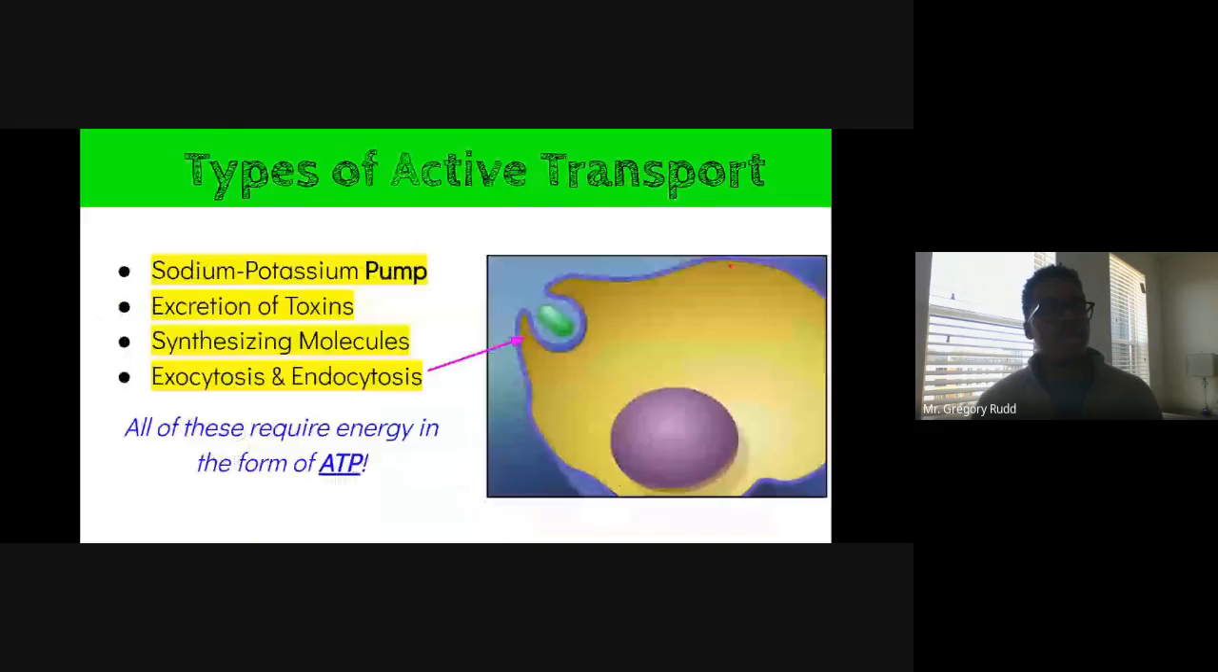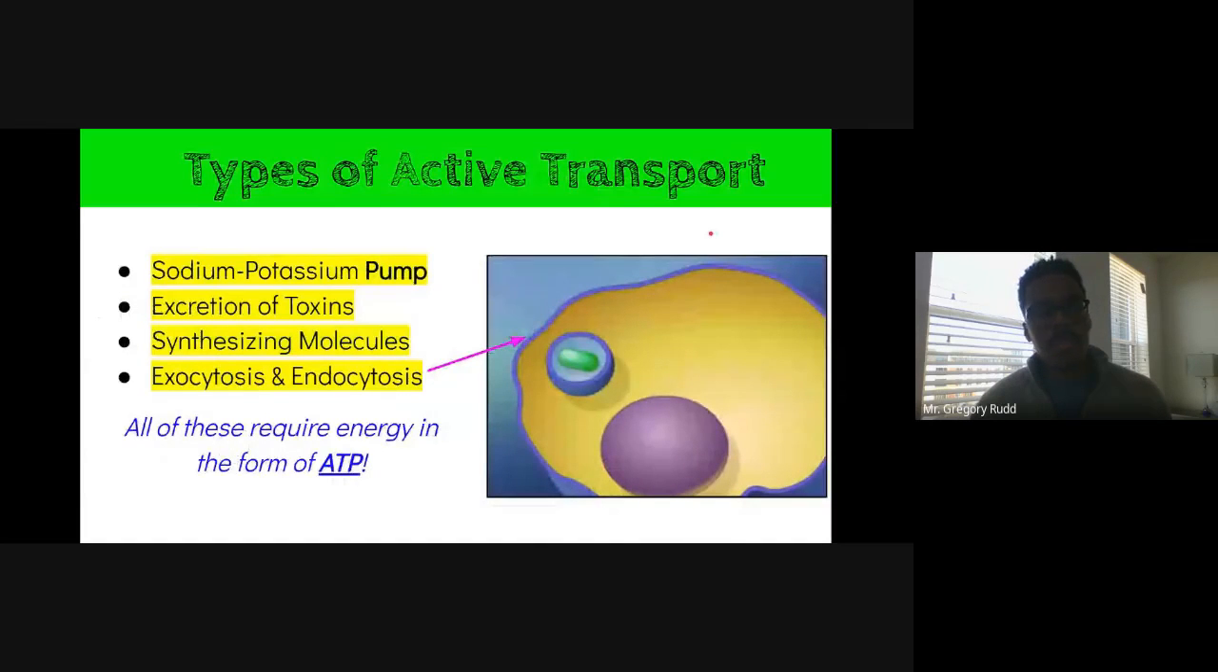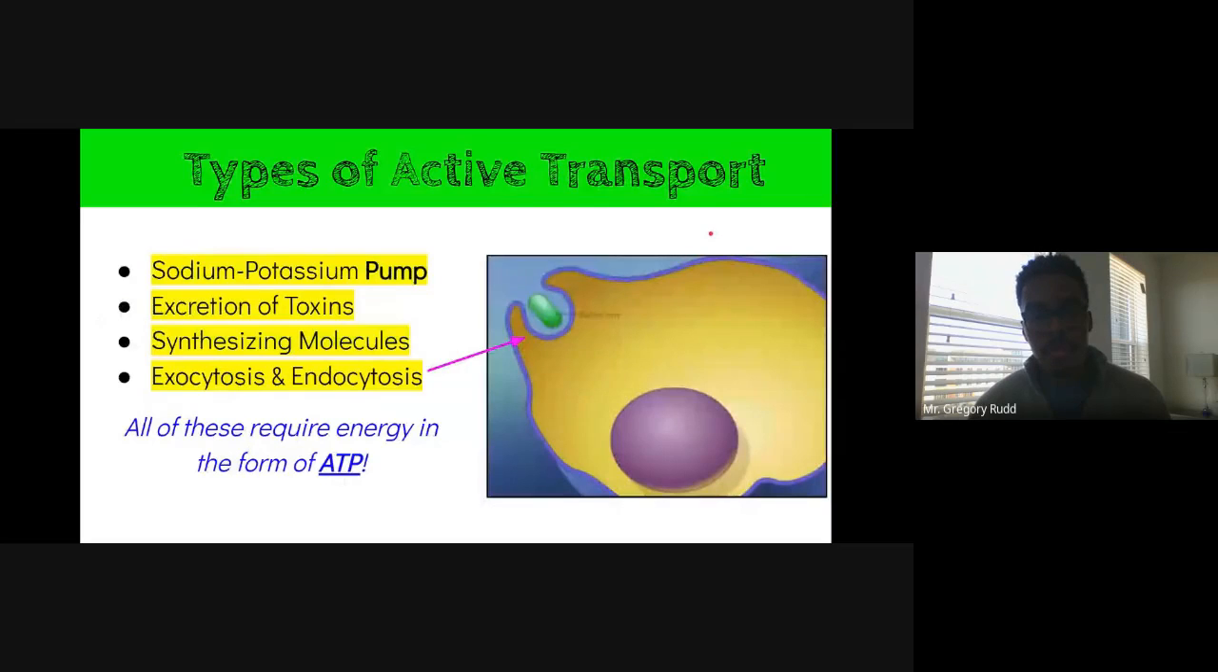Here are some examples of active transport. I will ask that you write down these examples, and I'm going to talk briefly about each of them, but we won't need to go into depth. That's not something that you'll be tested on, but you should at least be able to recognize that when we see these phrases, we know we're talking about active transport. So just write them down, and then I'll talk about them briefly.